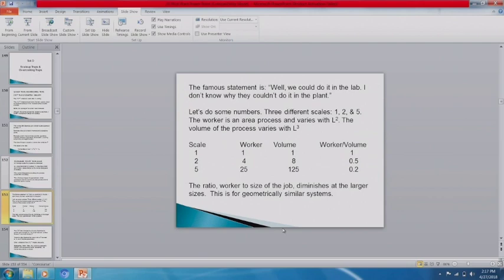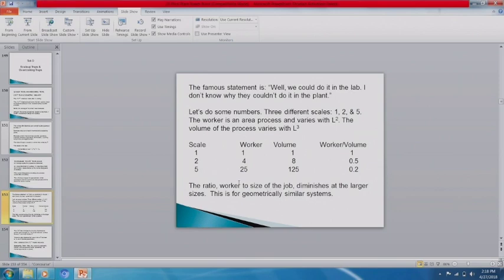So let's just take the scale 1, 2, and 5. The worker is L squared, so we have 1, 4, and 25. Volume is L cubed: 1, 8, 125. So we have scale 1, which is very, very small, which possibly could be the lab. We have 1 scale up, doubling in size. We find out the worker per volume has now been cut in half. And over here at 5, the scale factor of 5, we have the worker at 0.2. If this would continue, the worker to volume would become 0.